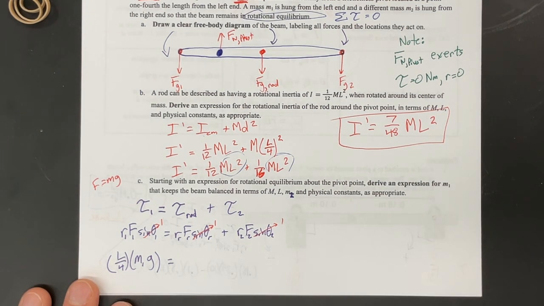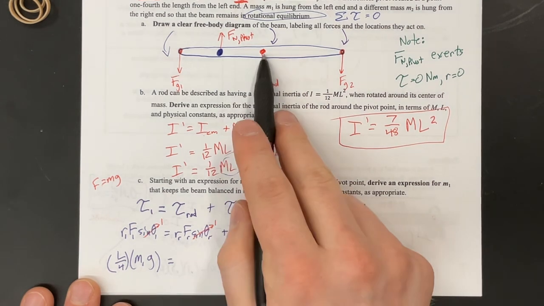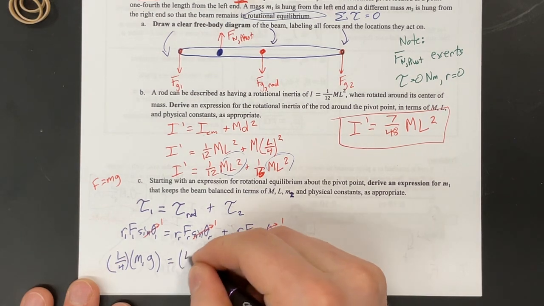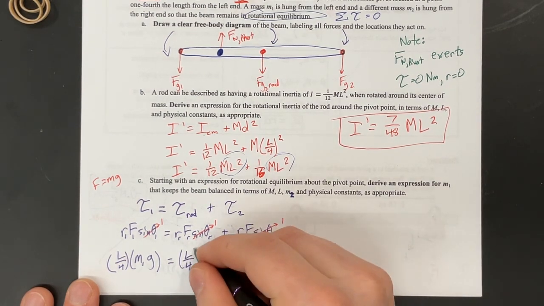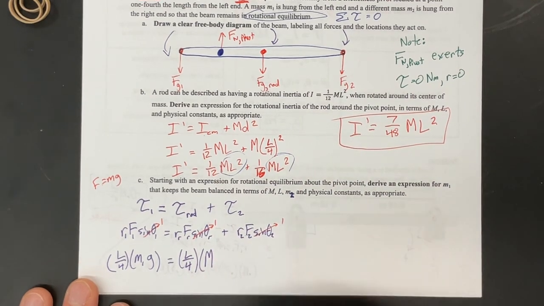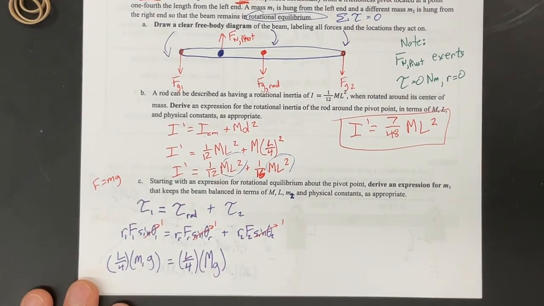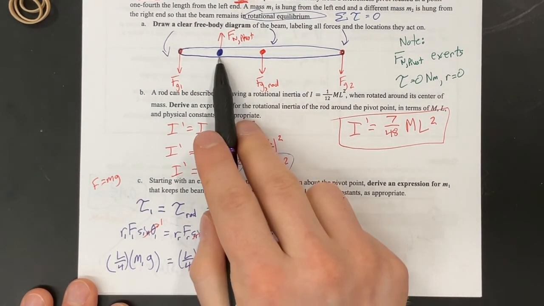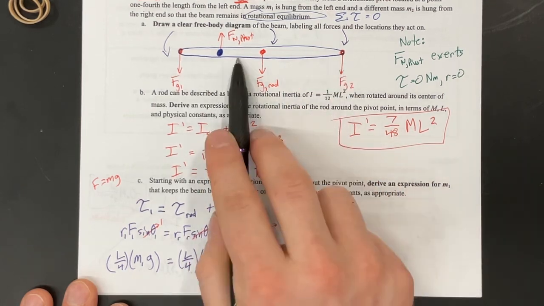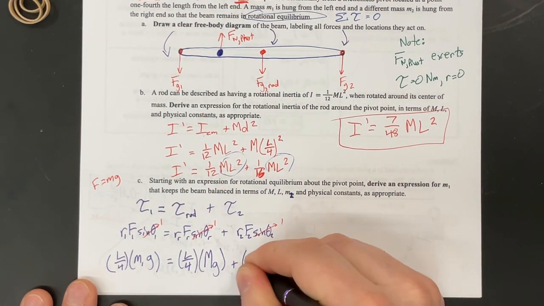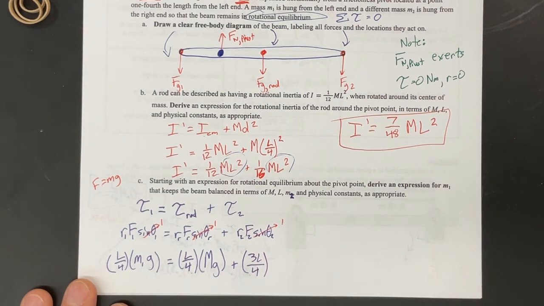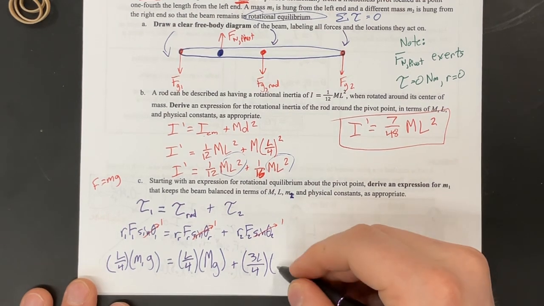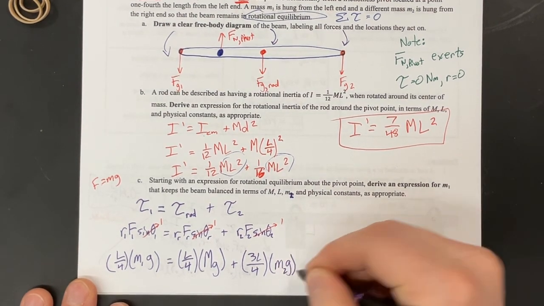Okay, same thing. Radius of the rod, well, it's from the center of the rod to the pivot, which we've decided previously is a fourth of the length, L over 4. Mass of the rod is the capital M, mg. Plus, and then R2, well, if this is 1/4, this leaves 3/4 L. And then force of gravity is mg for mass m2.